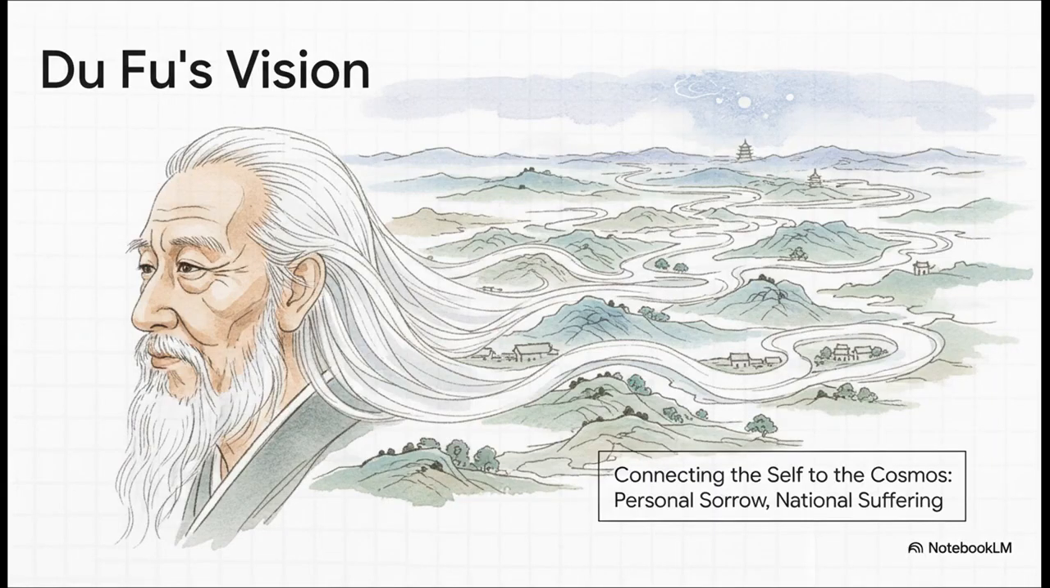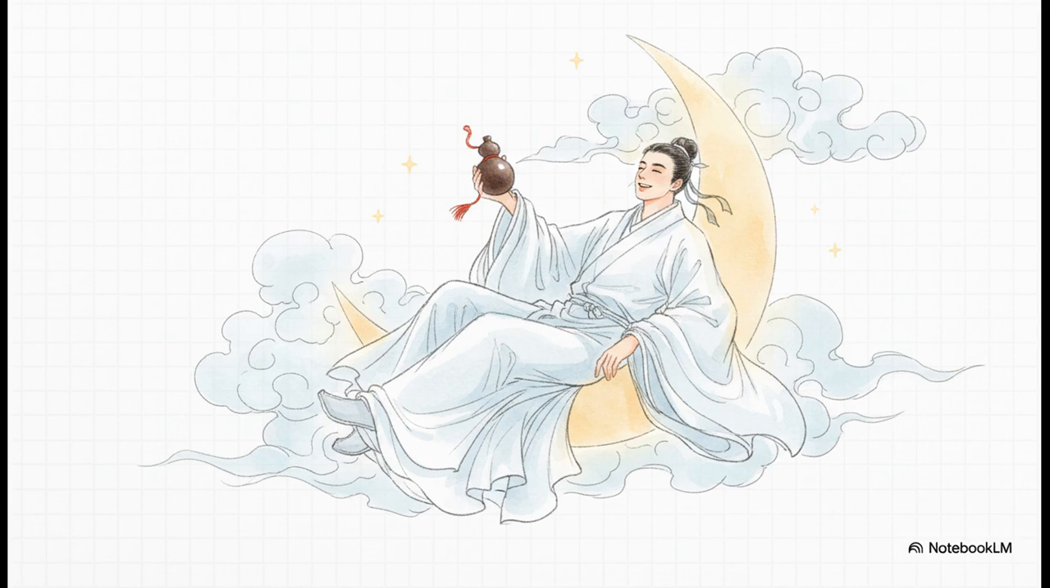For Du Fu, these strict rules were the perfect tool for what he wanted to do. They allowed him to connect something incredibly personal and small, like his own thinning hair, to something huge and epic, like the suffering of his entire nation at war. The structure let him bridge the gap between the self and the universe. For him, it wasn't a cage, it was more like a lens, focusing all these different scales of reality into one powerful image.